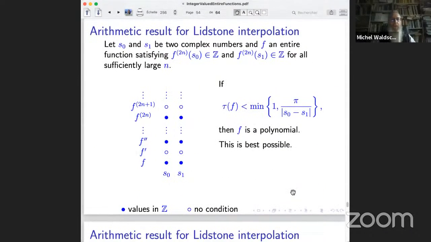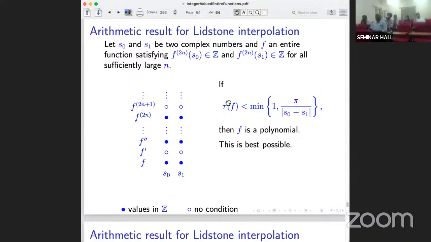Okay, let me start with an arithmetic result for Lidstone interpolation. The result is the following. You take two distinct complex numbers, S0 and S1, and you take an entire function which has all the derivatives of even order at S0 and S1 being integers. You have to assume that the exponential type is sufficiently small, and the exact value is this one, the minimum of 1 and pi divided by S0 minus S1. And the conclusion is that f is a polynomial.